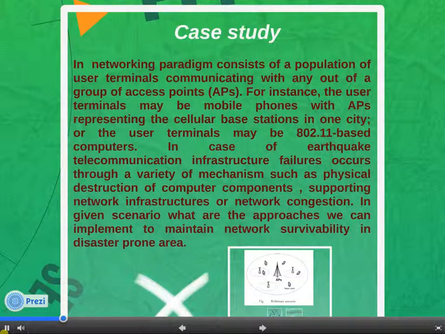Let's take a scenario. There is a communication network which consists of a number of user terminals and some access points, that is APs. Here a user terminal may be a mobile phone or 802.11 based computers, and an AP represents a cellular base station in a city. Suppose an earthquake happens in the city, then all telecommunication infrastructure is destroyed. In that case, how will we maintain network survivability?